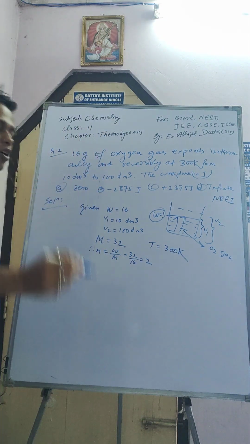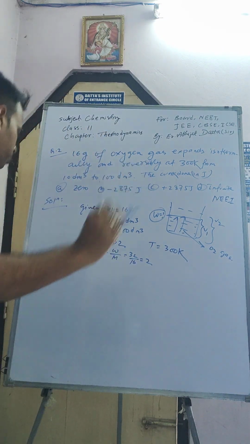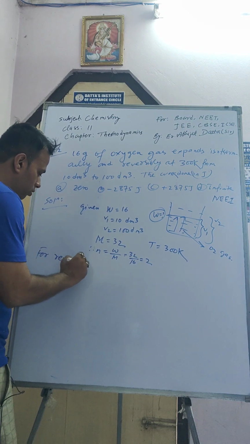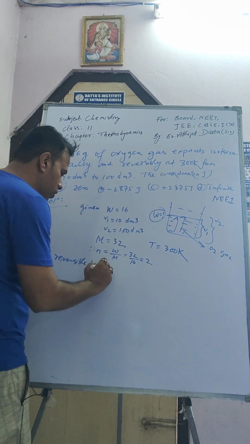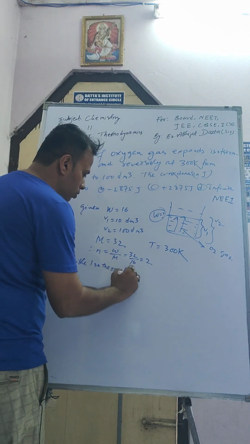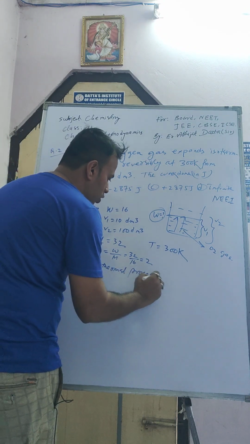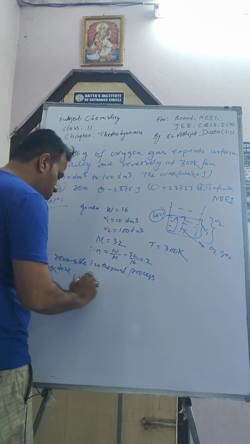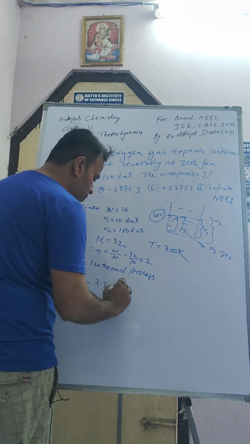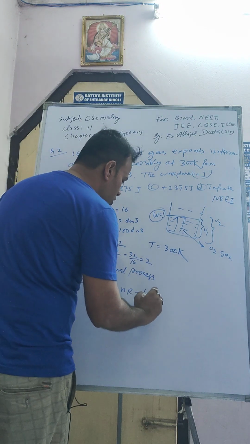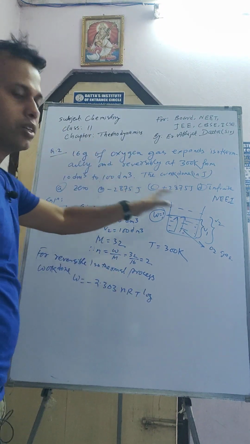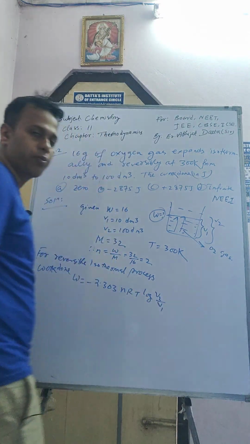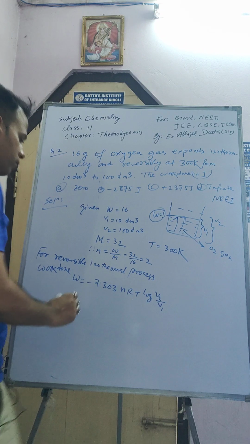So what is the formula for a reversible process? You have to remember, for a reversible isothermal process, work done W is equal to minus 2.303 nRT log. What is given here, volume or pressure? Volume. So we have to write it in terms of volume, that is V2 by V1. Got my point? Now just put in all the values here.